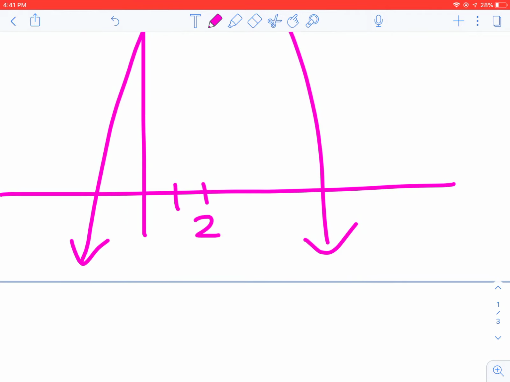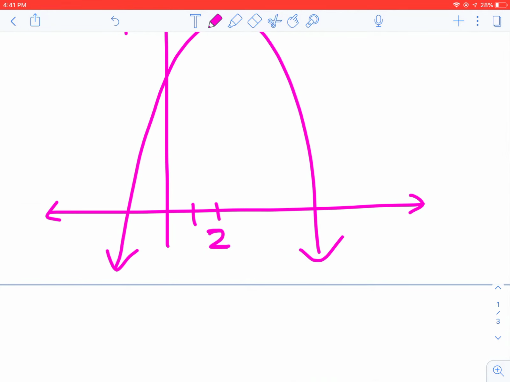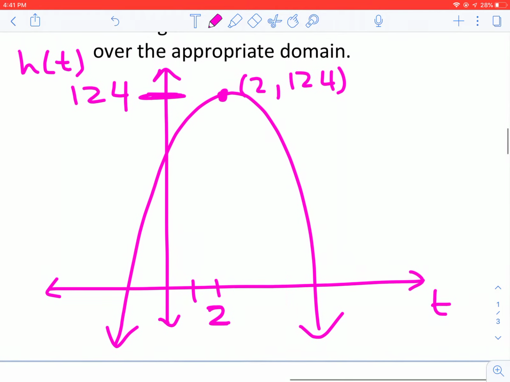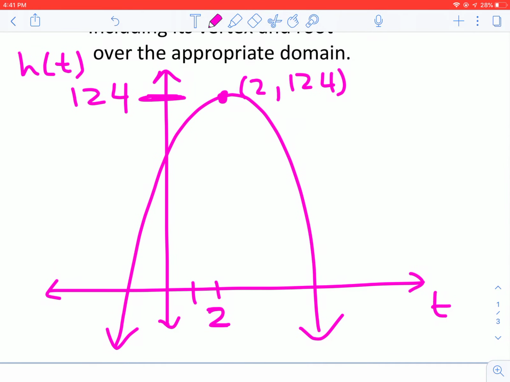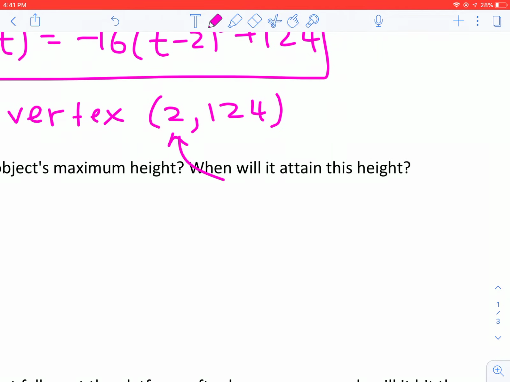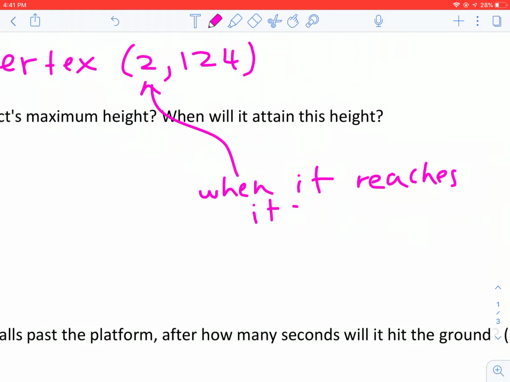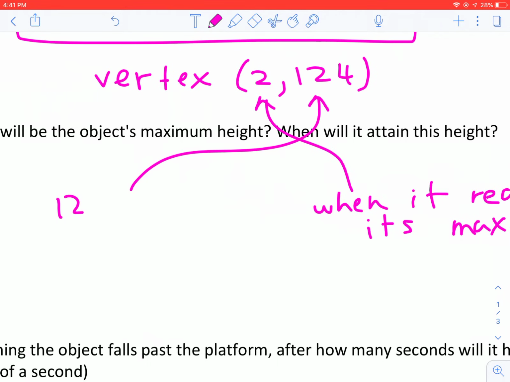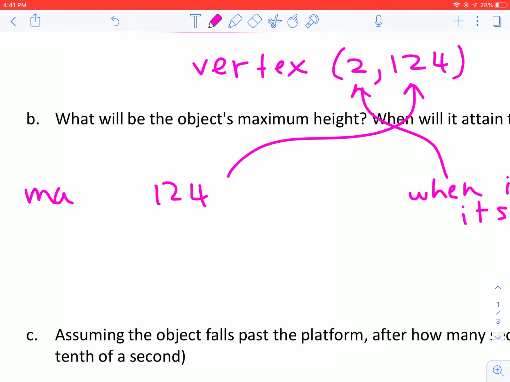And when does this happen? Well, the x coordinate was 2, and isn't our x-axis here representing t, or the time? So at time 2, we have a maximum height of 124. This 2 here represents when it reaches the max height. So after 2 seconds, the max height is 124 feet. This is our max height.